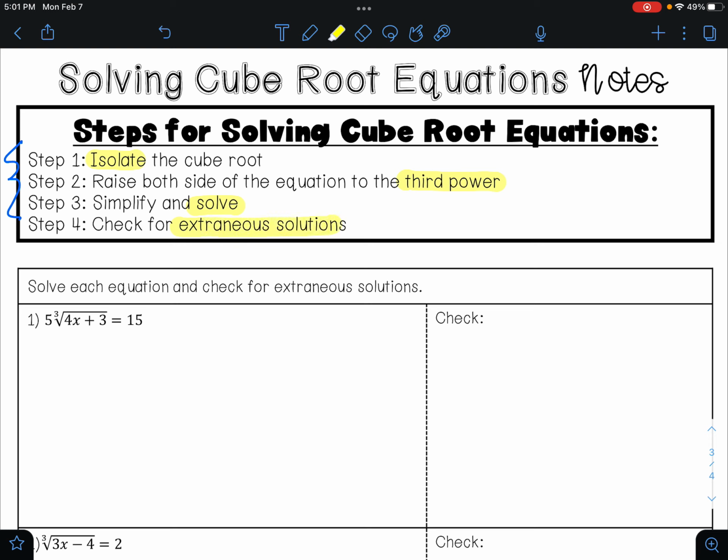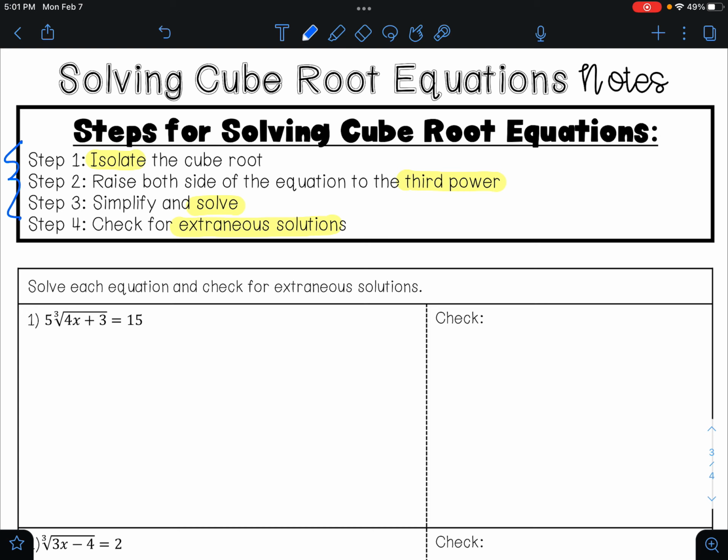Just like with square root functions, whenever we raise both sides of an equation to the third power, that equation might have some extra solutions that the original equation did not. So we will always have to check our work. So let's go ahead and try example 1. It says solve each equation and check for extraneous solutions.